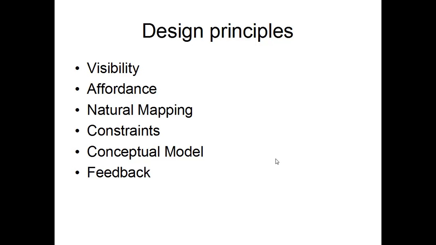So there are design principles which are actually behind a good user interface. According to Donald Norman, there are six design principles which are visibility, affordance, natural mapping, constraints, conceptual model, and feedback. We will take a look at each of these and see how they play a part in coming up with a better user interface.